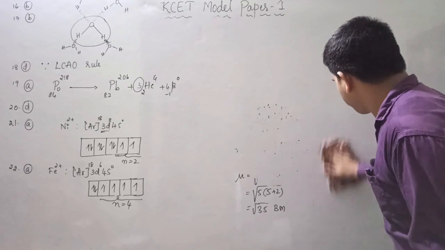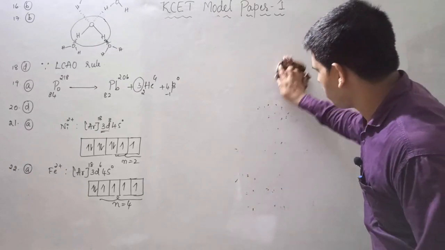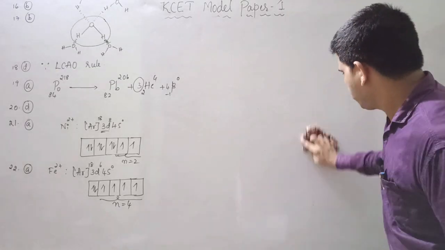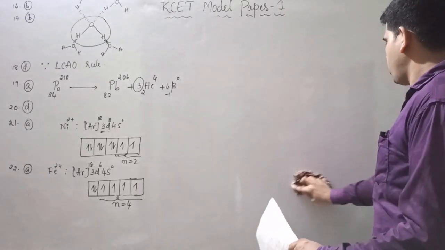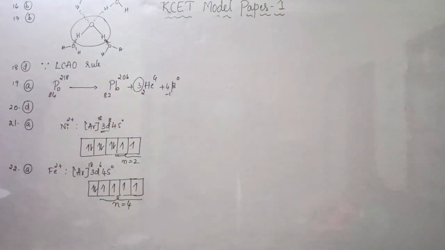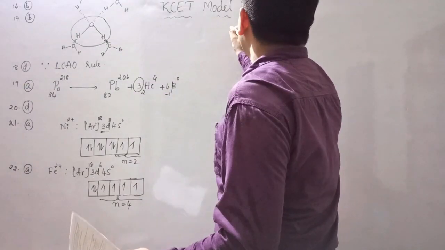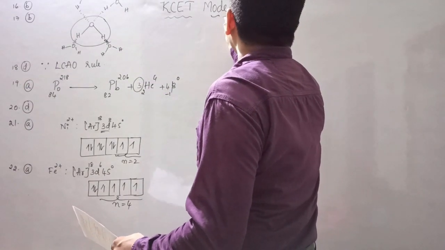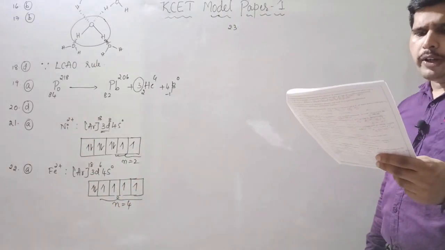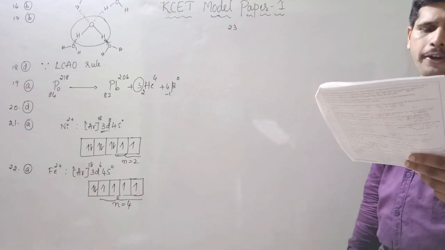Hope this much is clear to you, whatever we discussed now. Yes. So let us move on to the 23rd one. Here it is. Which of the following biomolecules contain non-transition metal ion?